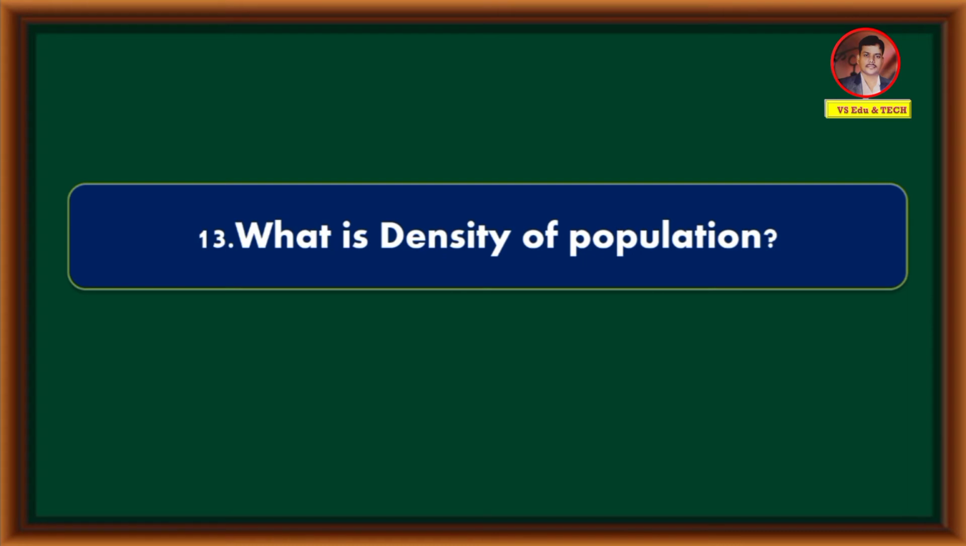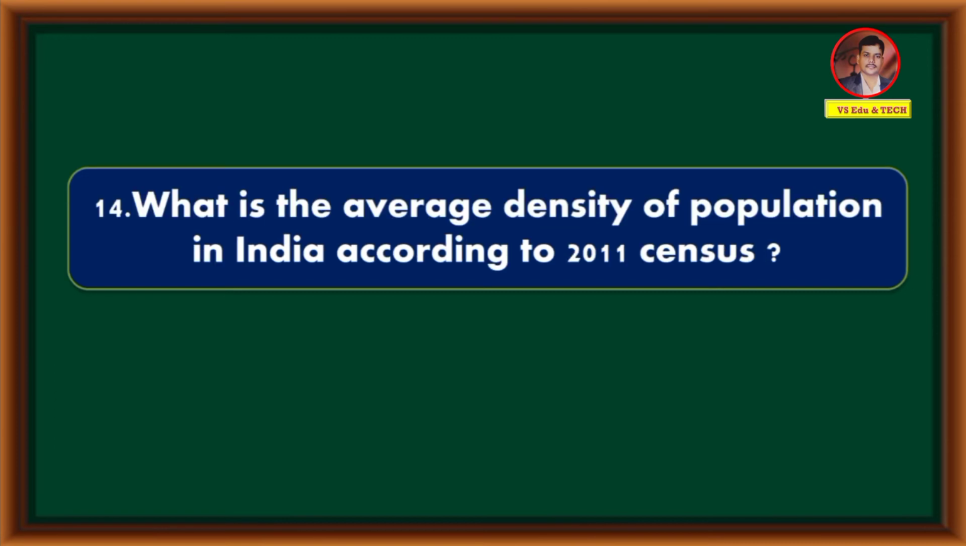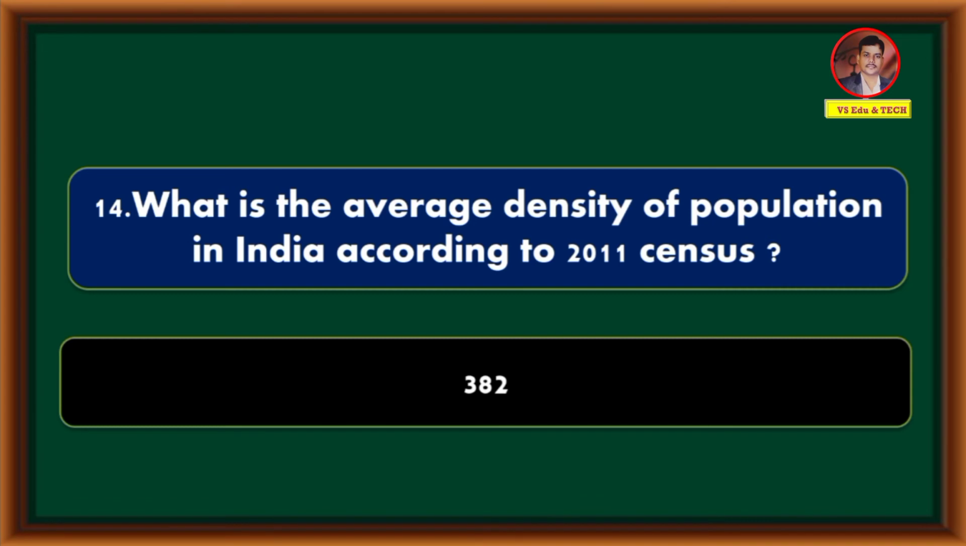What is density of population? The number of people living per square kilometer is called density of population. What is the average density of population in India according to 2011 census? 382.